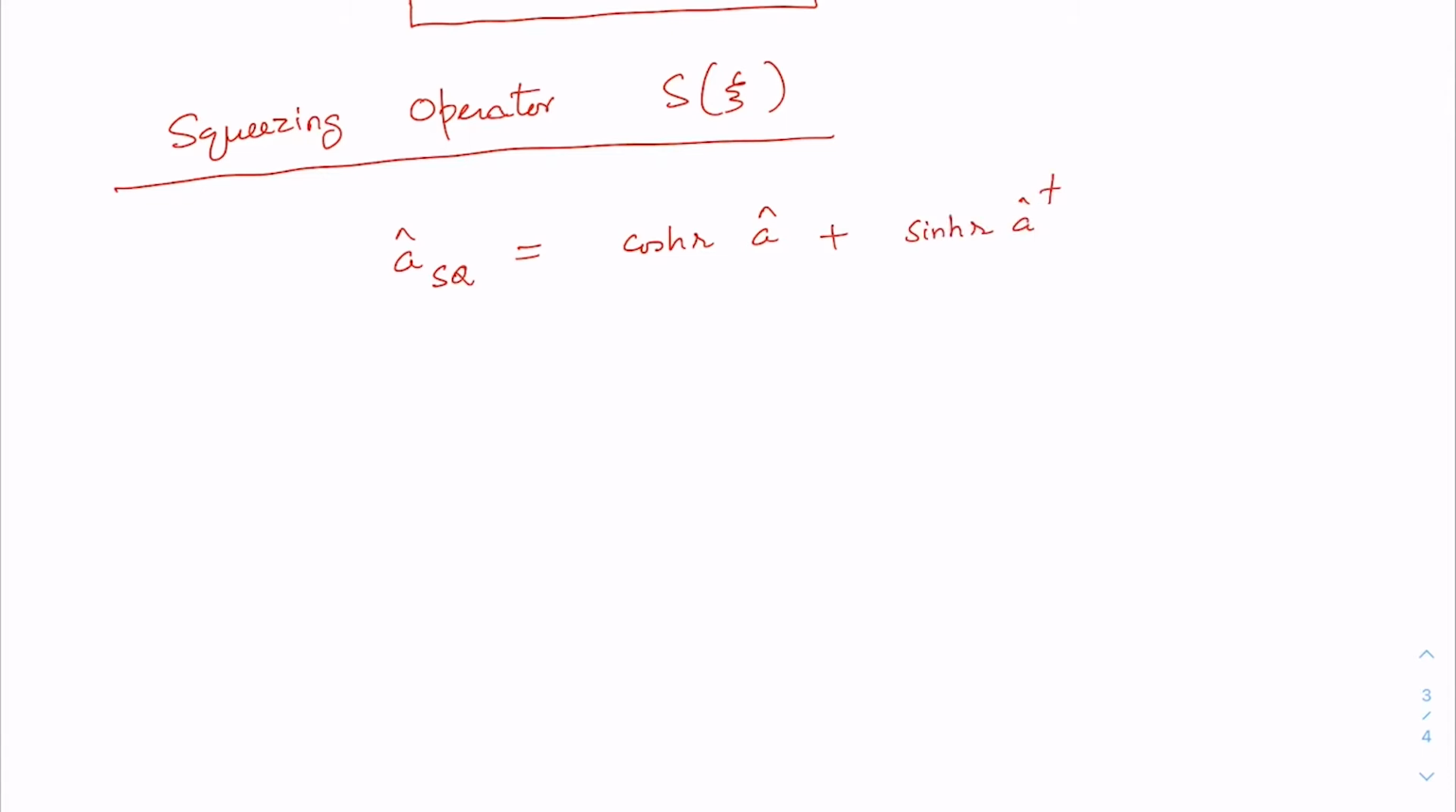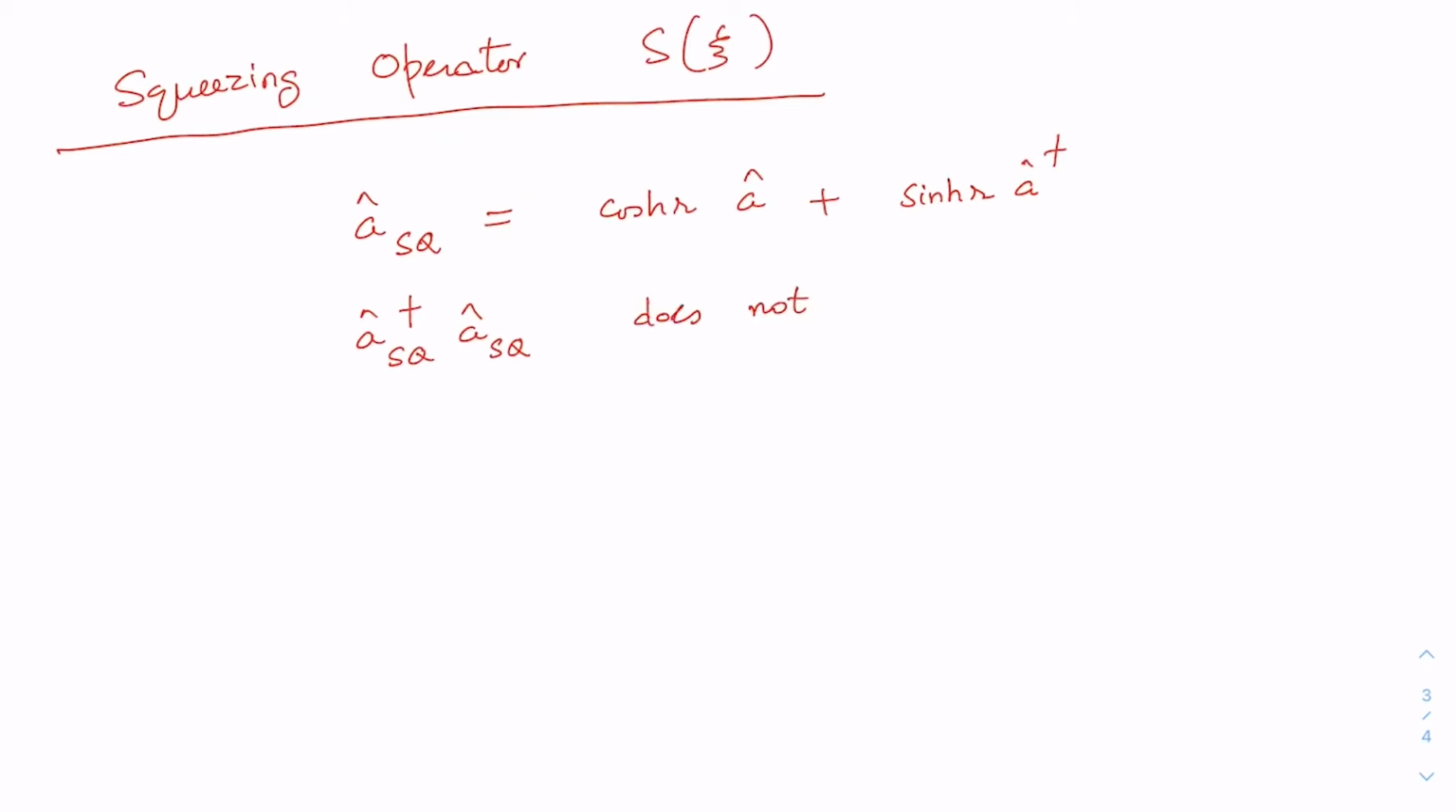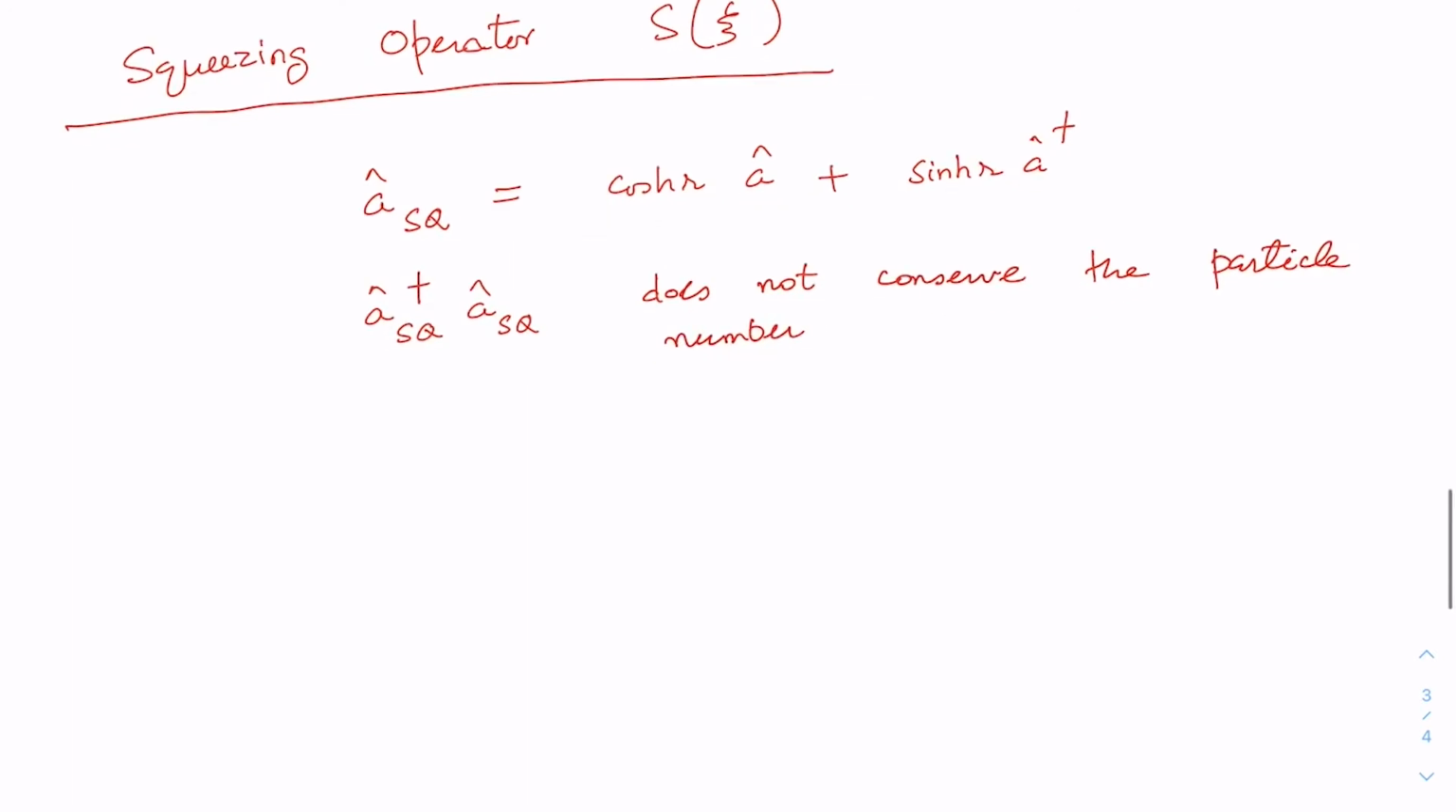Now you can actually prove that if you take a dagger for the squeezing annihilation operator, that is a_sq dagger a_sq, the number operator for the squeezed state, it does not conserve the particle number, unlike a and a dagger. a dagger a, which is the number operator originally, conserves the particle number, and that's the reason we write down the Hamiltonian for the normal harmonic oscillator as h cross omega (a dagger a plus half).